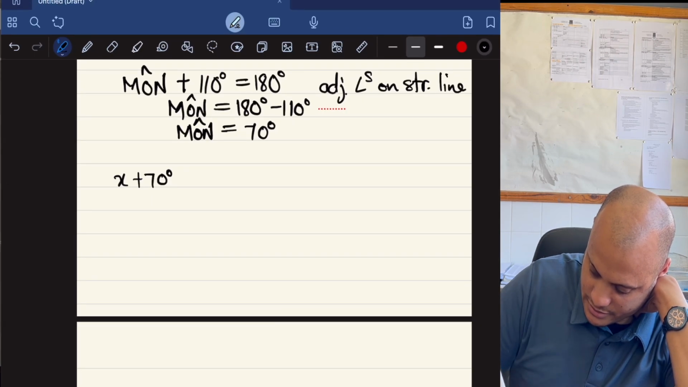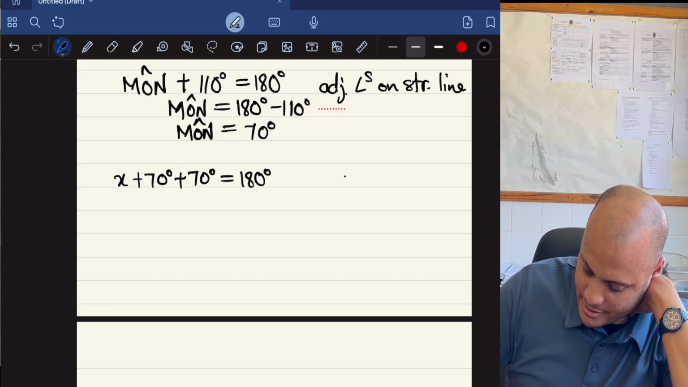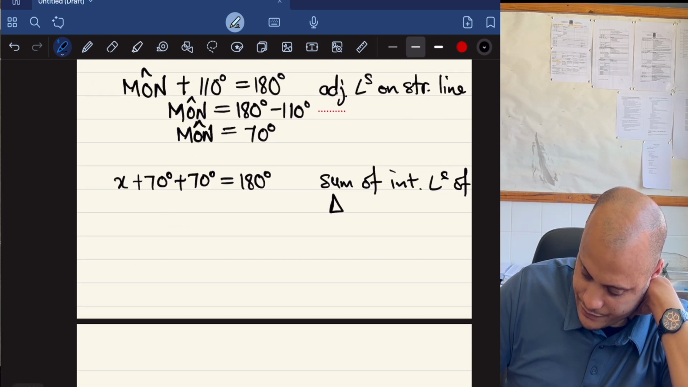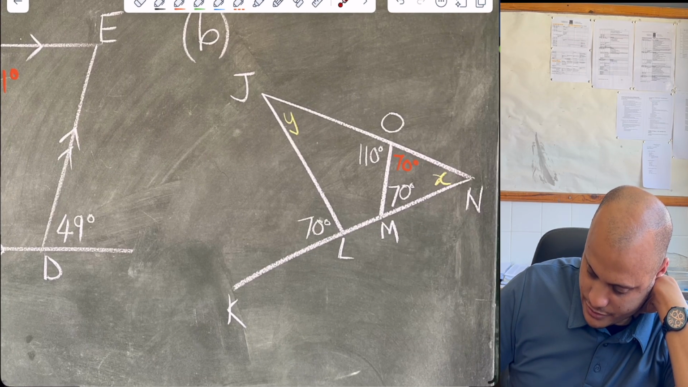plus the other 70 degrees, they must all add up to 180 degrees. And that would be sum of interior angles of triangle, what do we call it? MNO. MNO.